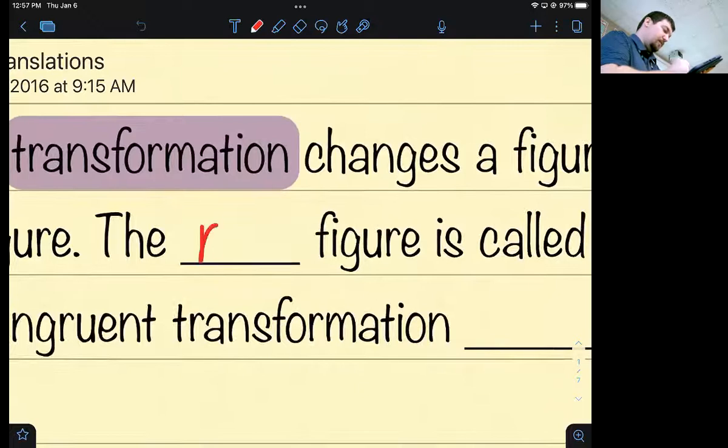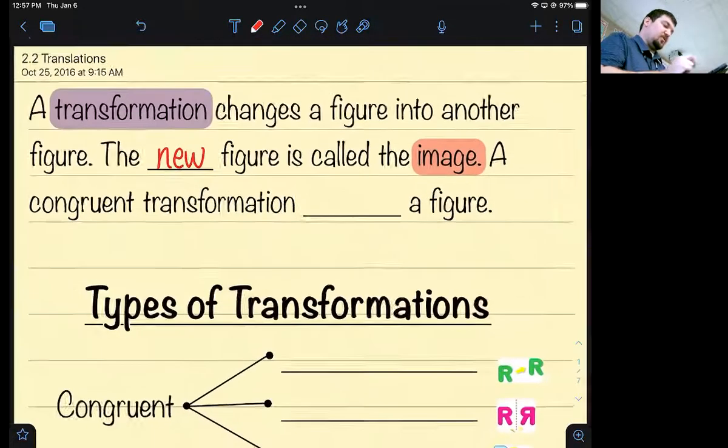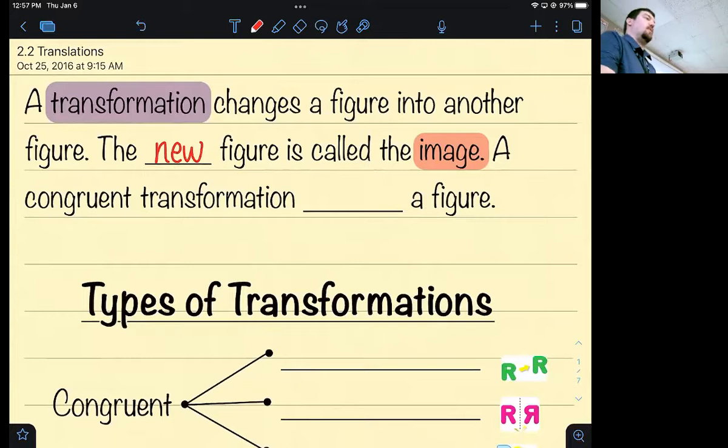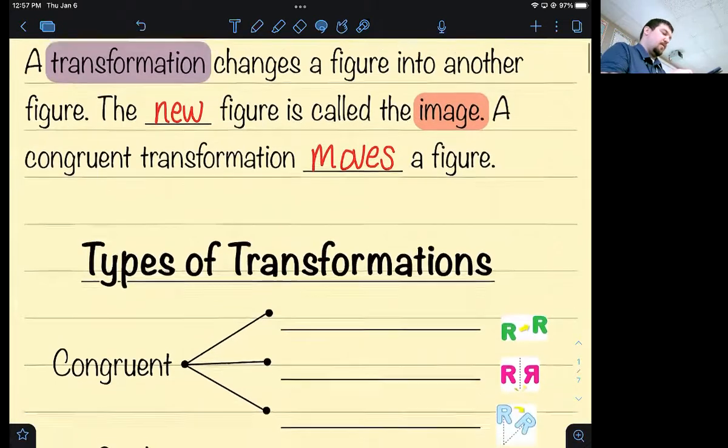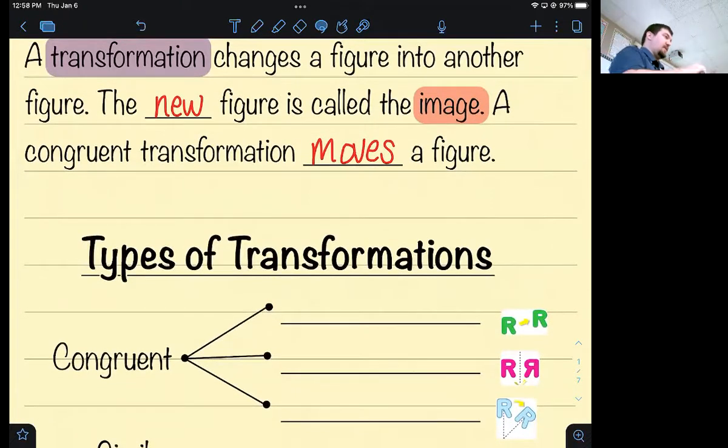The new figure is called the image of the original. So the new figure is called the image. A congruent transformation moves a figure. I had to think about that word for a second. Okay, it moves it. And so I say move because it's not changing its shape or size. So the only thing you can do is change its position on the coordinate plane.